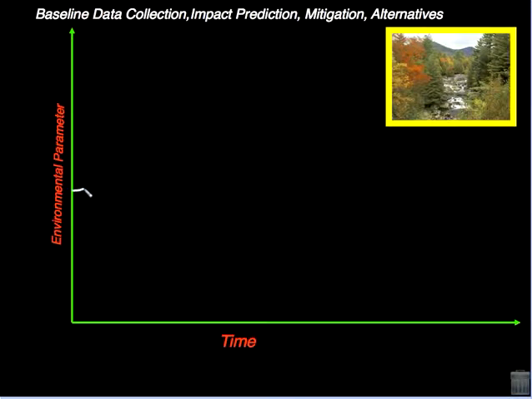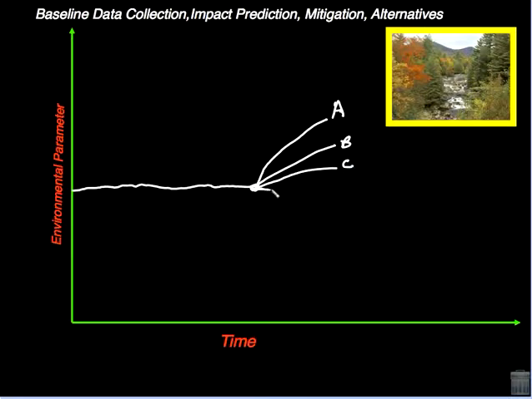The scoping is followed by a collection of the baseline data. Where is the environment right now? And where has it been going for the last few years? What are some trends? And now that the project is being proposed, what are some likely changes or impacts with option A maybe, or with option B, or with option C? What would be the business as usual or the trend assuming that no project is allowed?